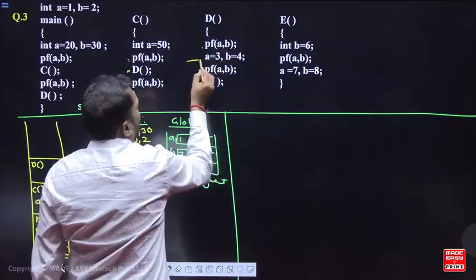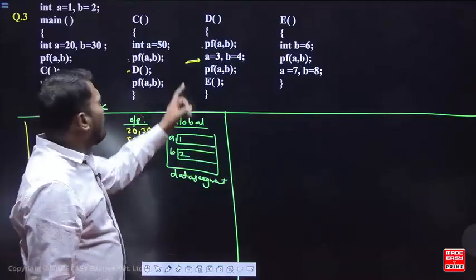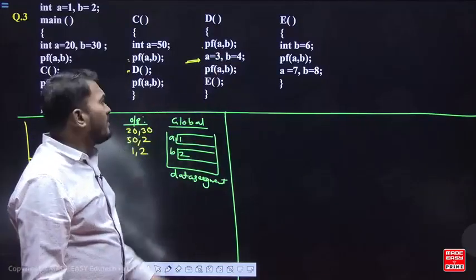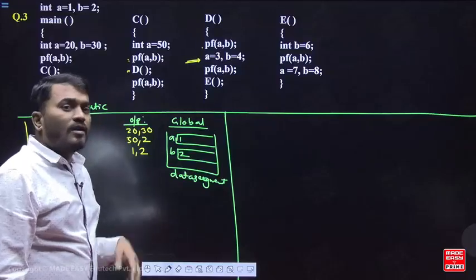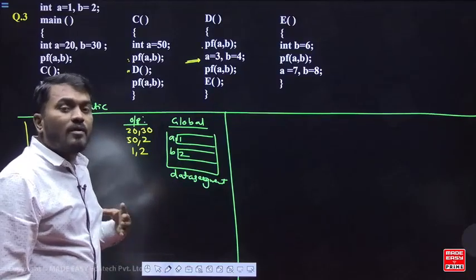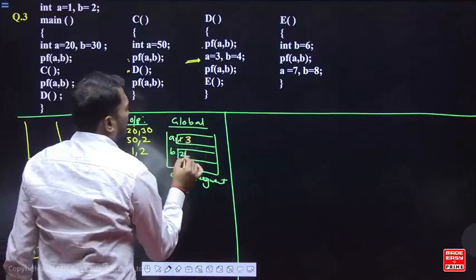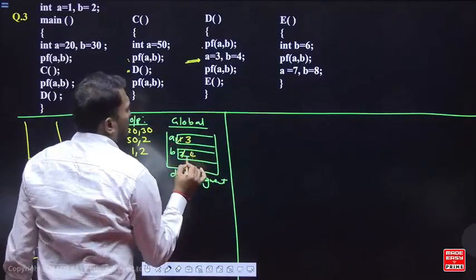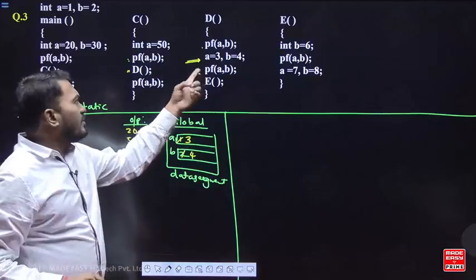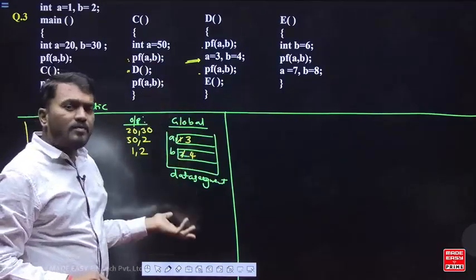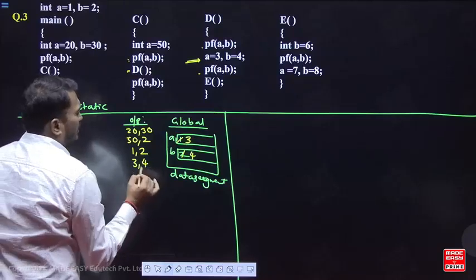Next you say a equal to 3, b equal to 4, and that is just an assignment. Both are free variables, so with static scoping you update the global. In the global, the a value changes to 3 and the b value changes to 4. Next you are saying printf a comma b. Both are free variables, so you print from global: a is 3, b is 4.